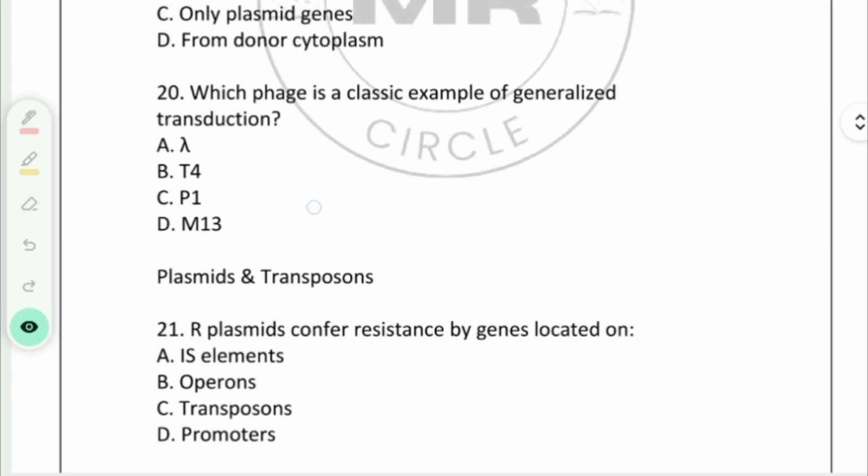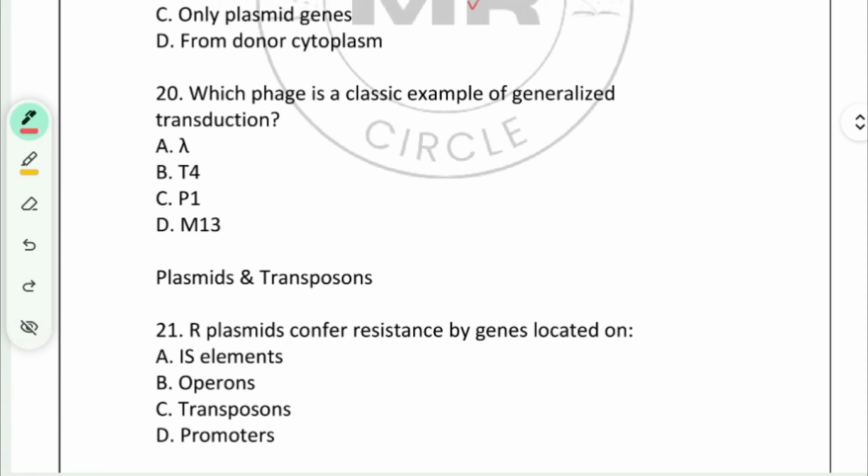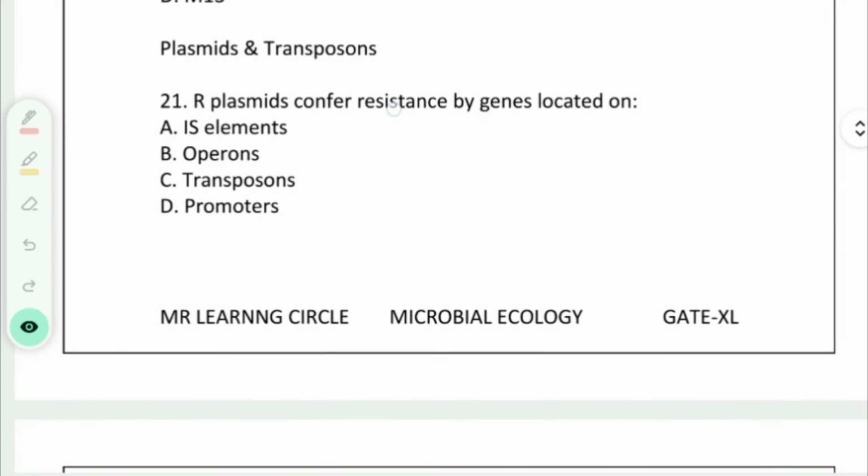Question number 20. Which phage is a classic example of generalized transduction? Options are A, lambda, B, T4, C, P1, D, M13. So the correct answer for this question is option C, P1.